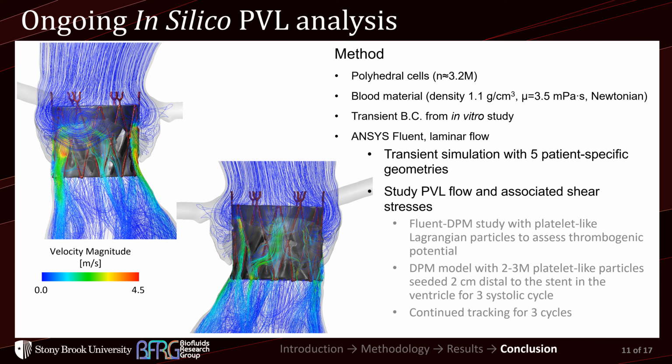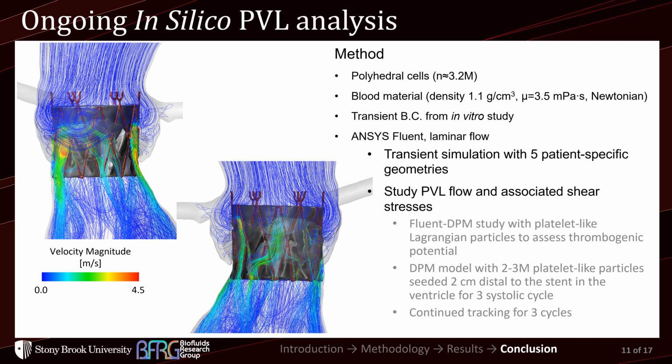So making a CFD model from this, basically we're using ANSYS Fluent in a laminar flow solution with polyhedral cells, between 3 and 3.5 million cells. And we're taking those boundary conditions from the in vitro study, extending the geometries and applying them to the ventricle and aorta. And then the goal here is to study the 5 patient models with the Polynova, determine what the associated thrombogenic potential from the shear stresses of these PVL flows are.